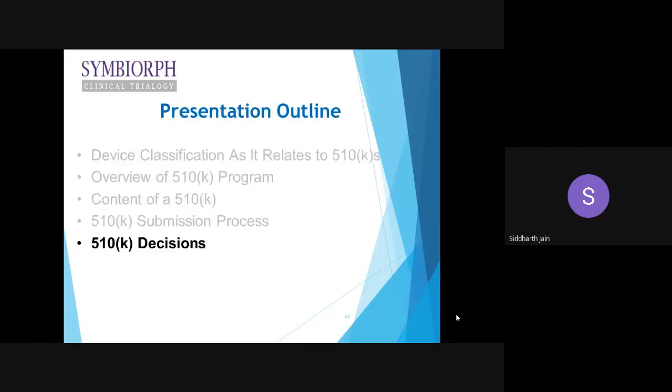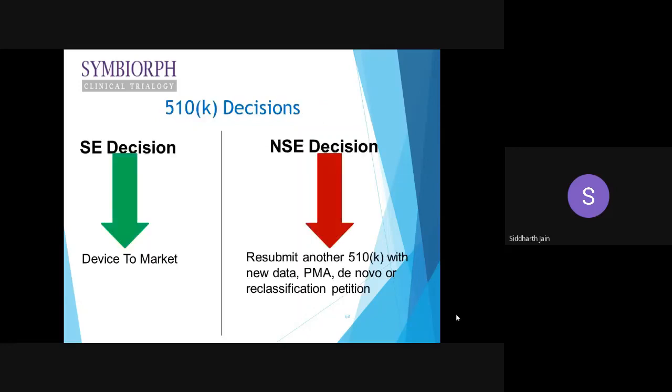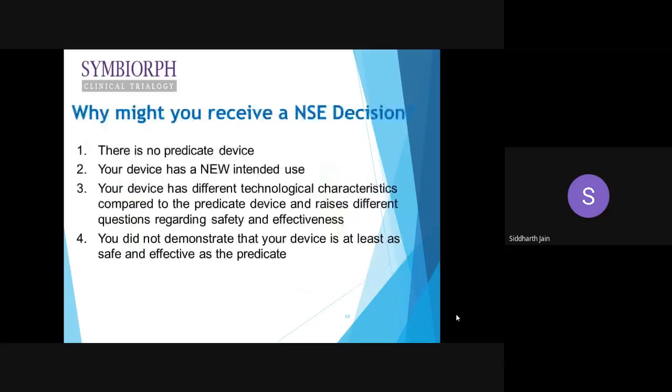510K decisions. Next slide. So as I already talked to you about, if there is a substantially equivalent decision, or there is no substantially equivalent decision, then we have to go for a de novo application or declassification petition. We can file to the US FDA depending upon the SE or NSE decisions. Next slide. Next slide.